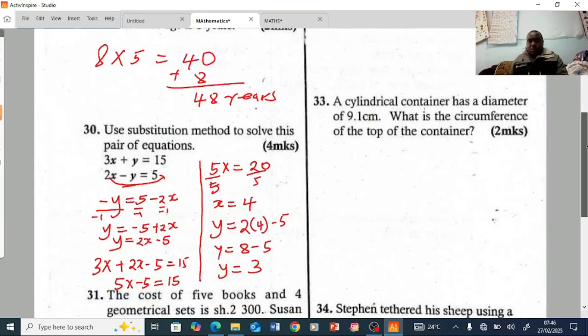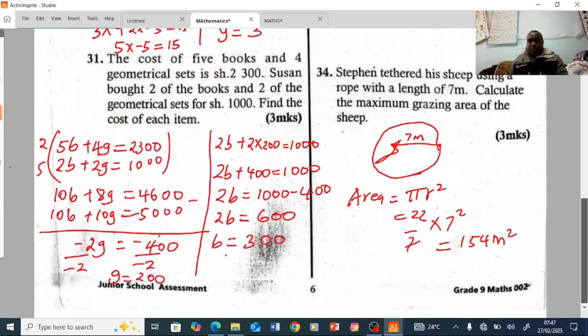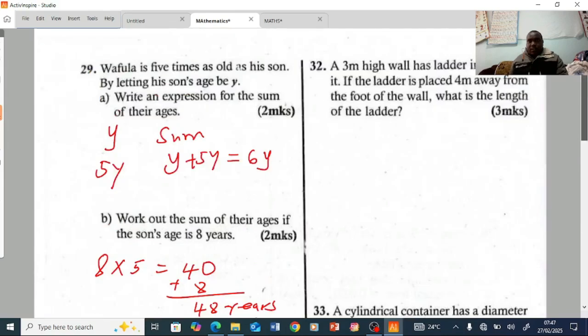Oh, I skipped. Oh, number 32. I skipped this one.